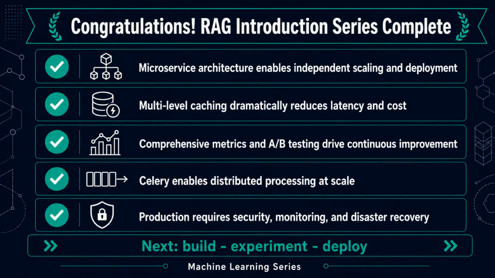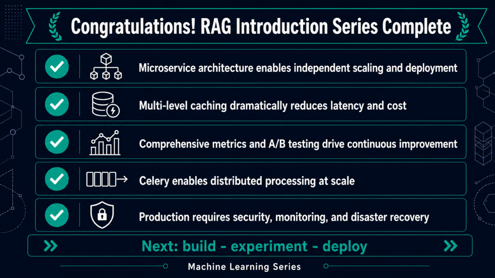Congratulations on completing the RAG Introduction series. Let's recap Chapter 4's key points. Microservice architecture enables independent scaling and fault isolation. Multi-level caching dramatically reduces latency and API costs. Comprehensive metrics and A/B testing drive continuous, data-driven improvement. Celery enables distributed processing for scale and reliability. Production requires attention to security, monitoring, and disaster recovery. You now have the knowledge to build production-grade RAG systems.